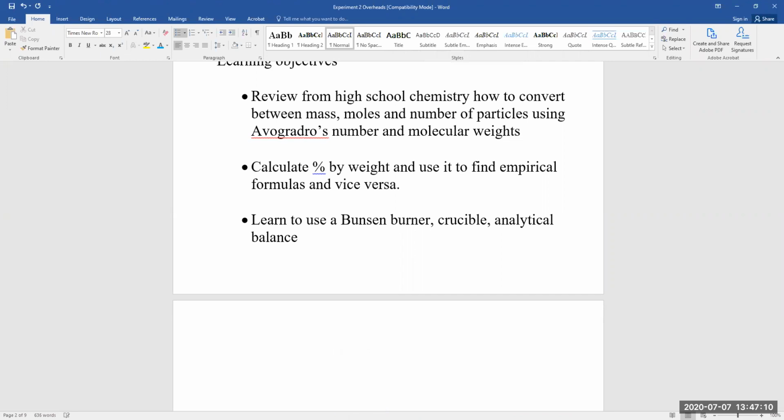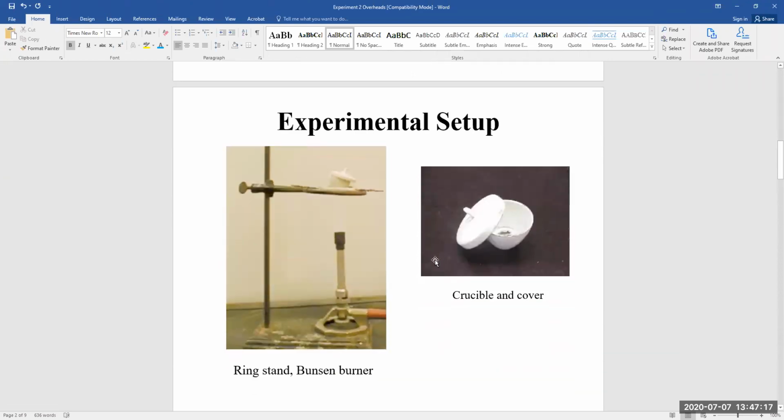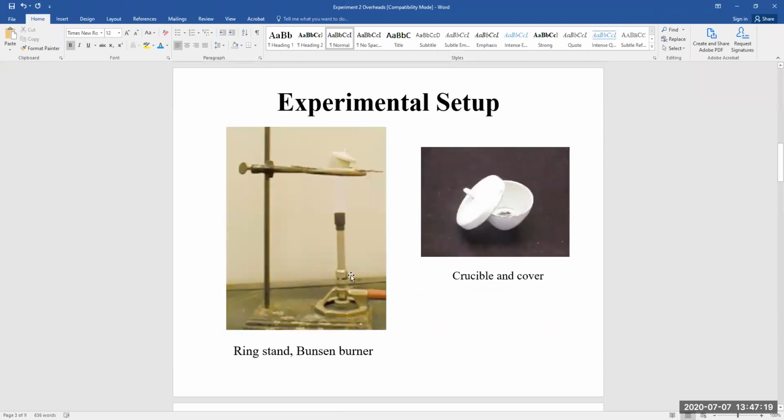Analytical balance again. All right, so as you see, I correct these as I go. Your experimental setup, you're gonna have a ring stand and a Bunsen burner, and there'll be a video on how to use the Bunsen burner. There'll be a crucible and a cover. And that's what a crucible and cover look like.